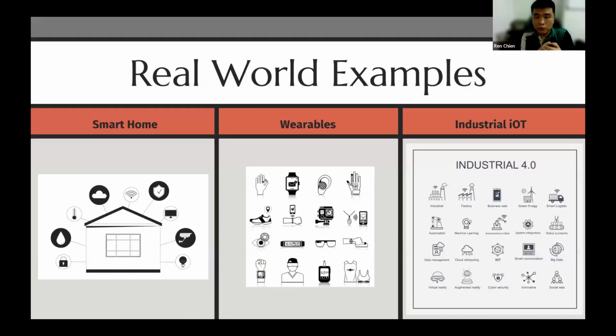Okay, so these are some real-world examples. Of course, the most famous one is smart home, and also wearables like smartwatches, mobiles, and a lot of glasses. And in industry, what we are looking at is smart factory, machine automation, machine learning, AI, big data. All of these are IoT that we can usually see in daily life.